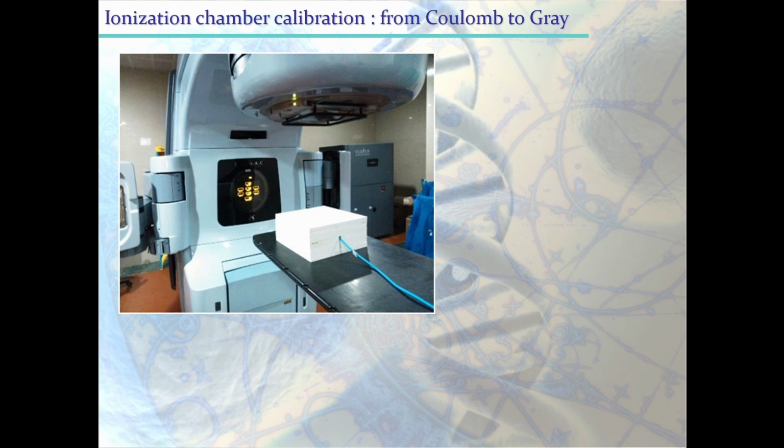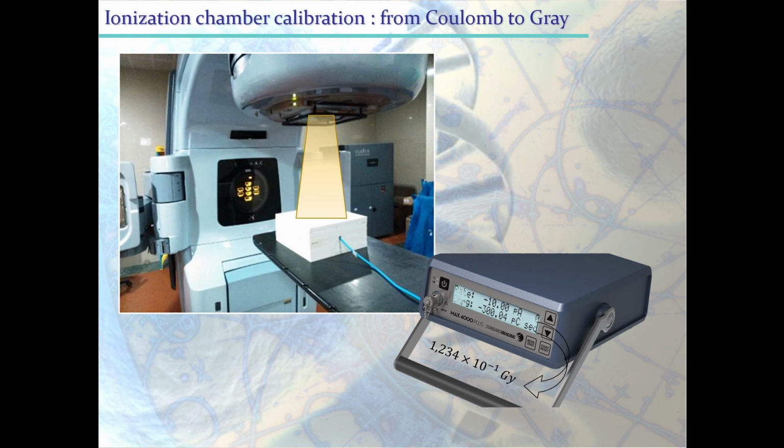Now that your dosimetric chain is calibrated, you can use it for measurement. So you can place your ionization chamber under the LINAC head, switch on the beam, and then collect the charges, integrate the charges, and at the end you will apply the coefficient to get the grays from the charges you got from the electrometer.